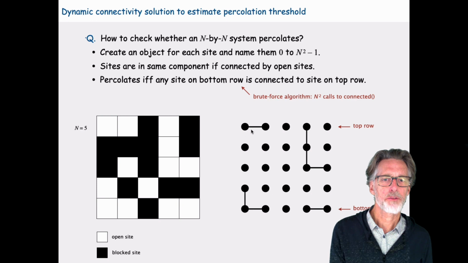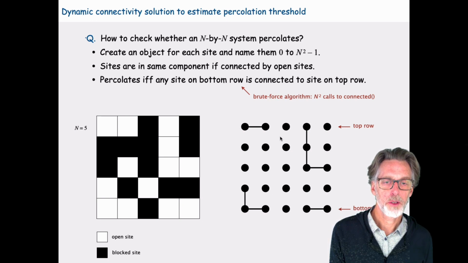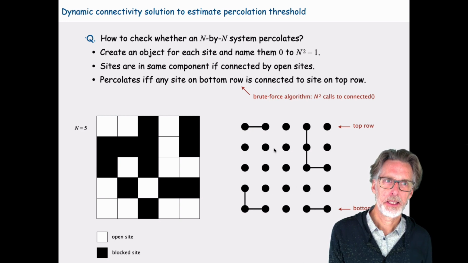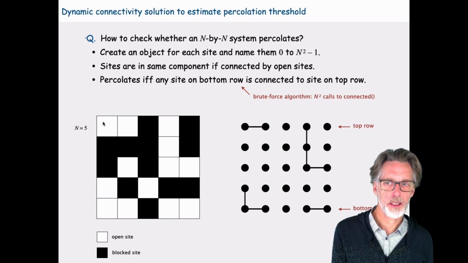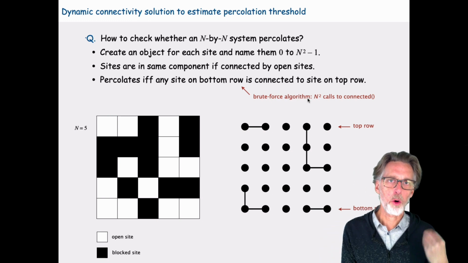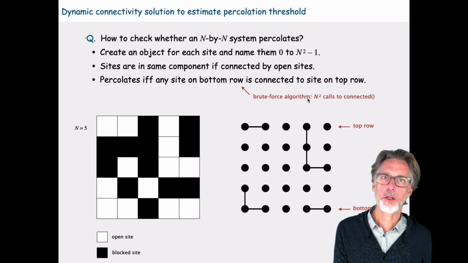What we want to know is if there's any connection from the top row to the bottom row. A simple way to calculate this is just to go through each element of the top row and ask for each element of the bottom row, are they connected? Note that that will result in n squared calls, where n is again the length of a single row. That's fine, it's not going to be dreadful, but we could actually do better if we're only using this union find structure in order to determine whether or not this percolates.